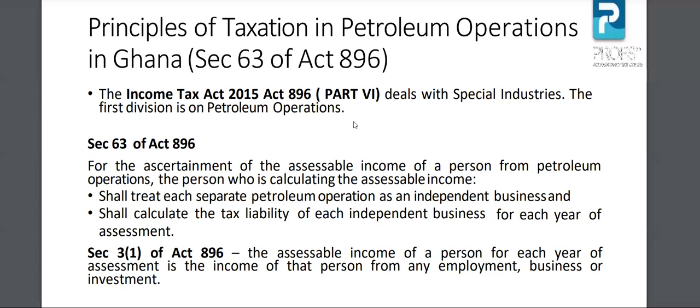And for the purposes of oil and gas, when ascertaining the accessible income of a person, in this case, we are talking about a corporate entity, that person shall treat each separate petroleum operation as an independent business and shall calculate the tax liability of each independent business for each year of assessment. The question is, what is a separate petroleum operation?